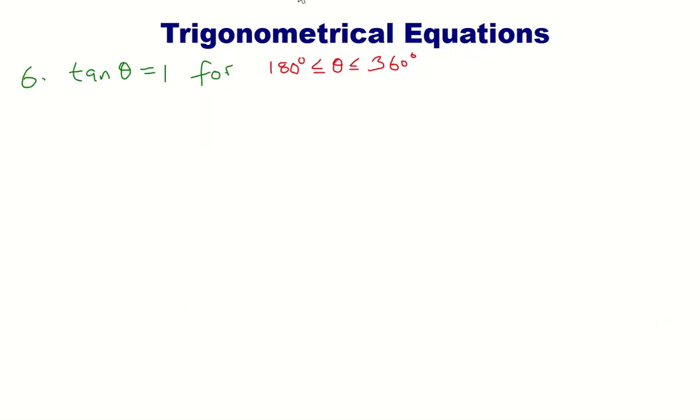All right, number 6, we have tan theta equals 1. The same procedure: find theta by getting the tan inverse of 1. When you press on your calculator, we already looked at this as 45, because we looked at tan 45 as 1. So the tan inverse of 1 is 45. Here we want values of theta between 180 and 360. So what are the other values of theta?